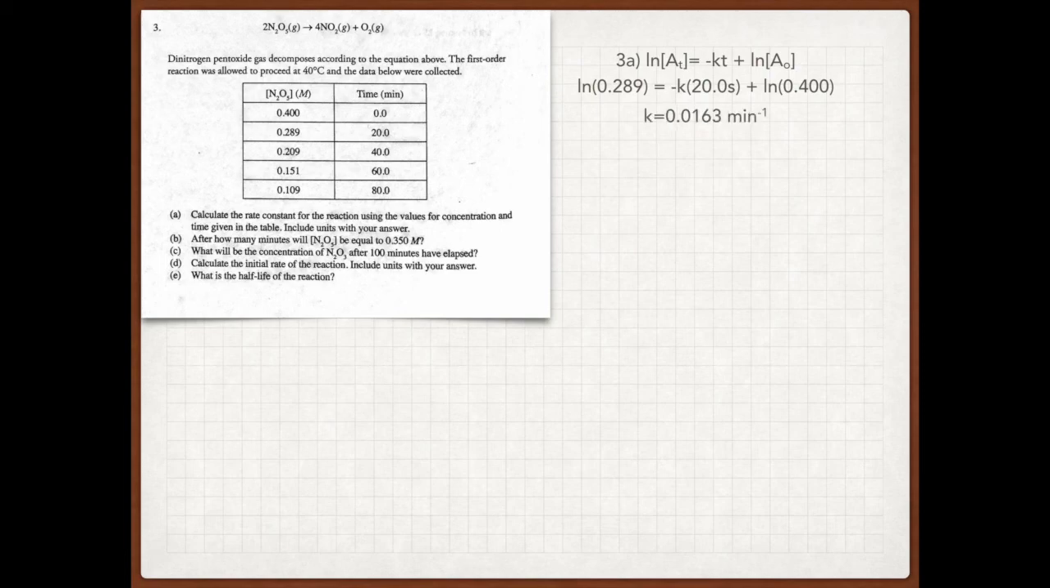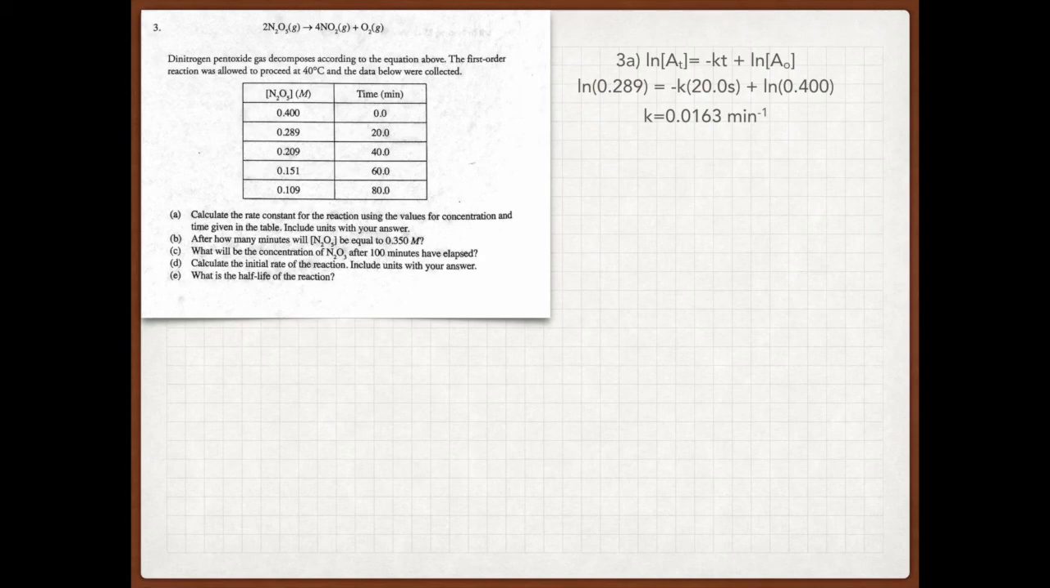And so what I end up getting here, my k would be 0.0163 minutes to the negative 1. And it's minutes to the negative 1 because my time is in terms of minutes and it's first order, so I don't need to get rid of any sort of molar or anything like that. Okay? So you get 1 point for your correct k and 1 point for your correct unit, so make sure not to exclude your units.